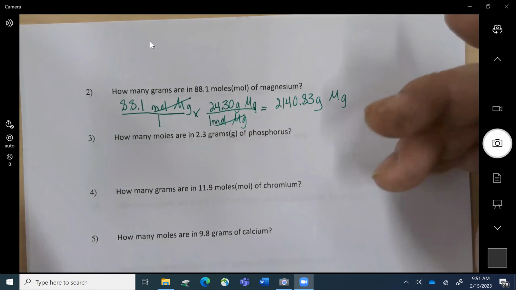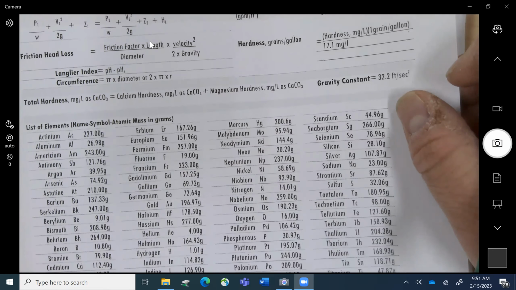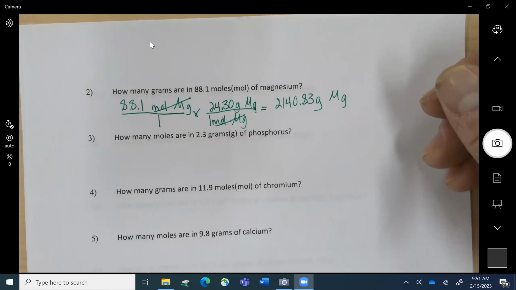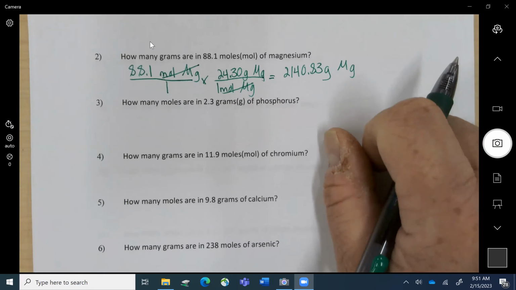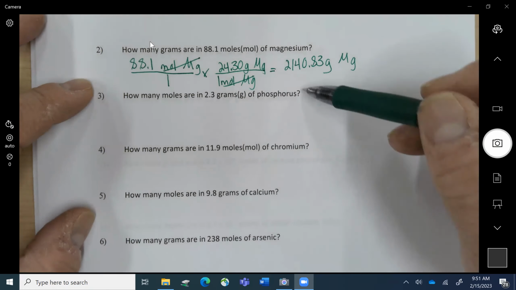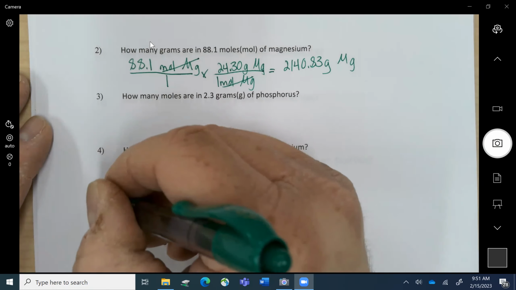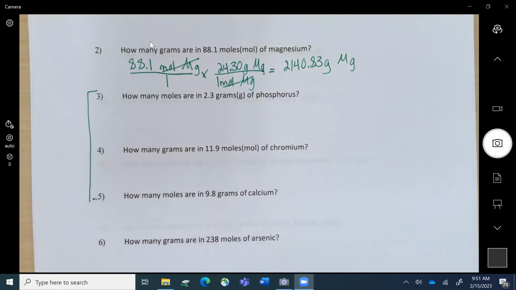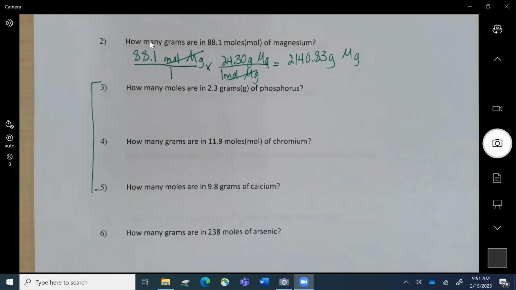These are weights off the periodic table because that's what 1 mole of these things weighs, all right? So why don't I give you all 5 minutes to try these 3, questions 3 through 5, and then we'll go over them. And then we'll move on to the next section that gets a little bit harder, okay?